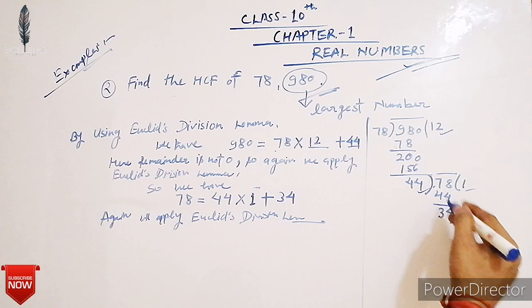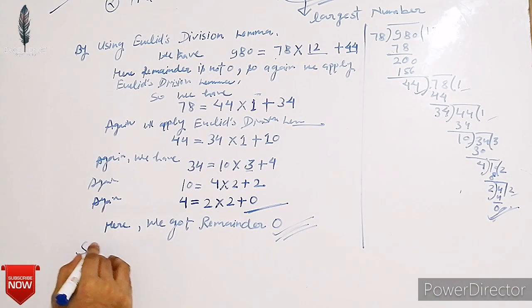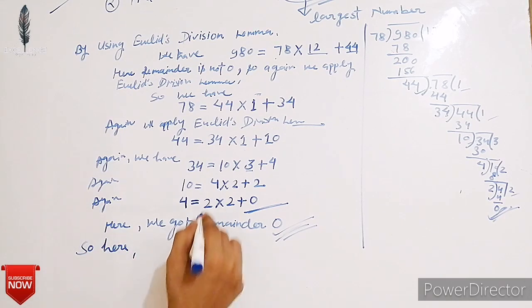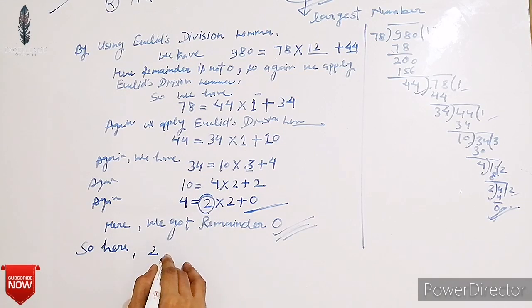So here 4 is equal to 2 into 2 plus remainder 0. Here we got remainder 0. So here we need to stop applying the Euclid division lemma. From observation of the last value, we can conclude that 2 is the highest common factor of the two given numbers.